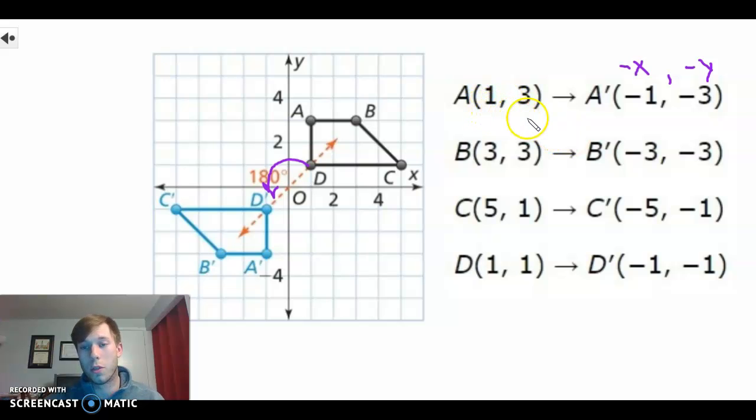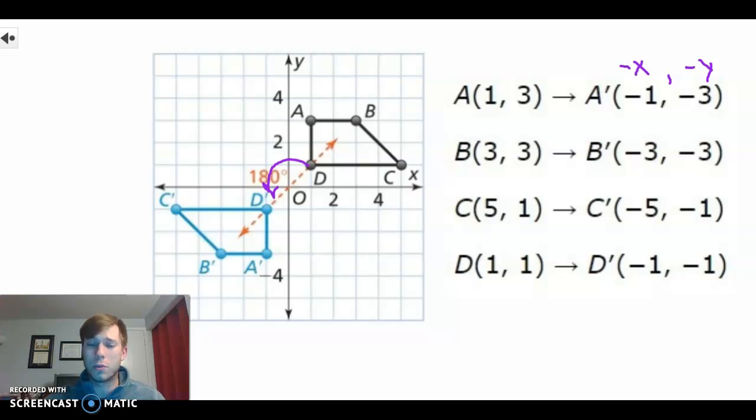So A was (1, 3). A prime is going to be (-1, -3). B was (3, 3). B prime is (-3, -3). C was (5, 1). C prime is (-5, -1). And D was (1, 1). So D prime is (-1, -1).